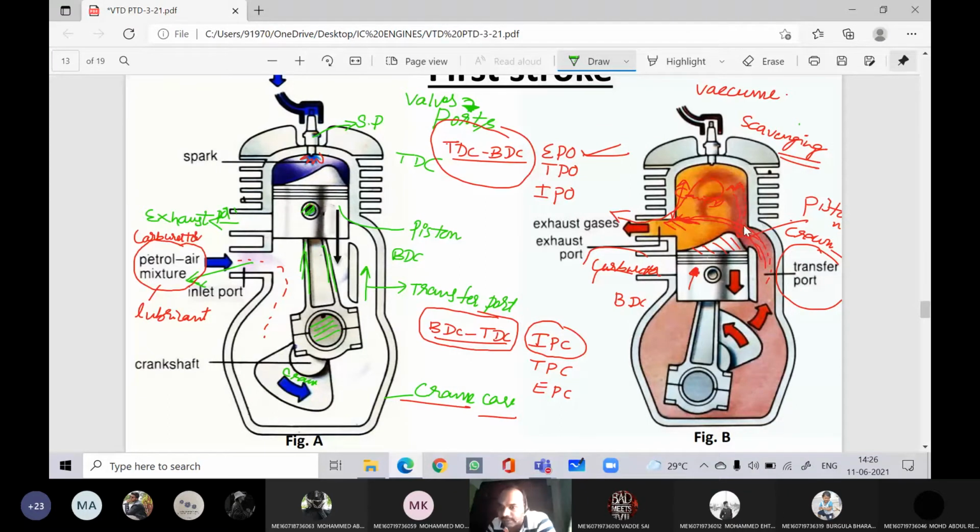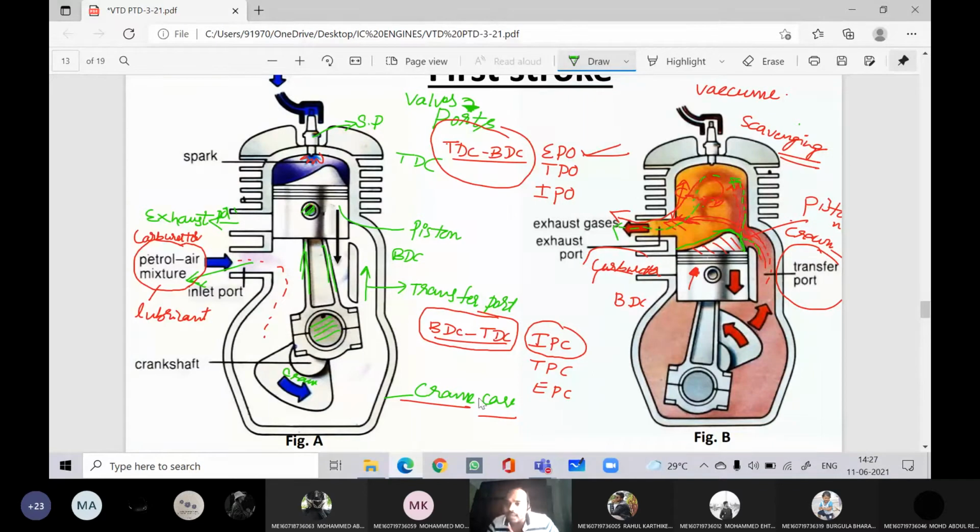Scavenging is the process of removing the burnt gases from the engine cylinder through the exhaust port. How is it happening? Through the fresh charge entering the engine cylinder, and this piston crown helps for that purpose. It acts as a deflector. It will deflect the fresh charge in the upward direction, and this charge has higher density, so it will push the lower density gases outside of the engine cylinder.